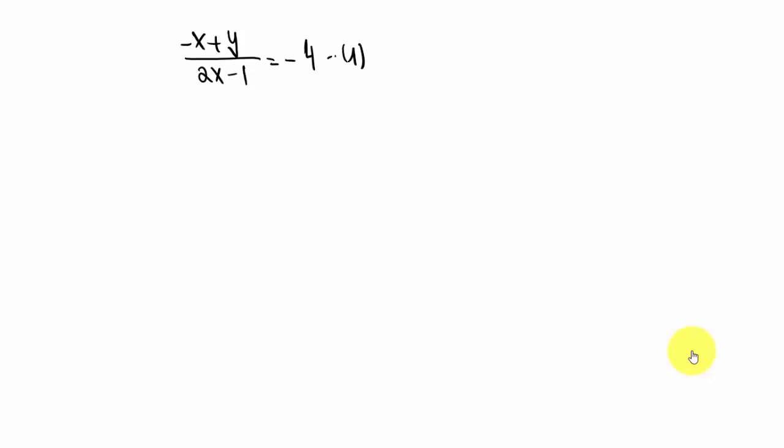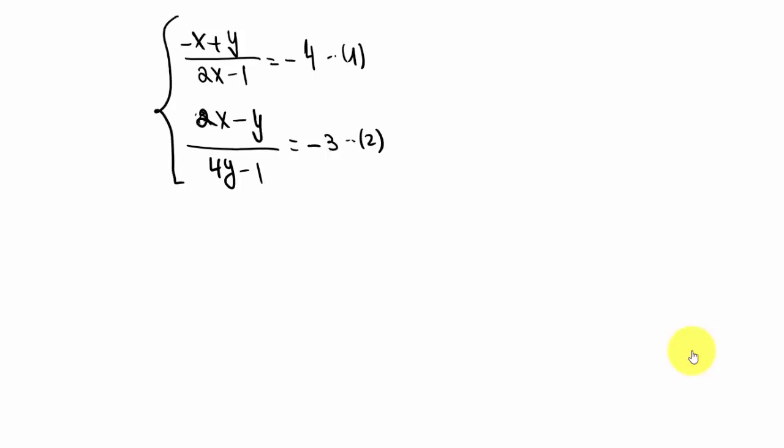Together, this value of x and this value of y are the solutions for this system of linear rational equations. We consider one more example. Minus x plus y divided by 2x minus 1 is equal to minus 4, the first equation. 2x minus y divided by 4y minus 1 is equal to minus 3, the second equation, and this is nothing but a system of linear rational equations.